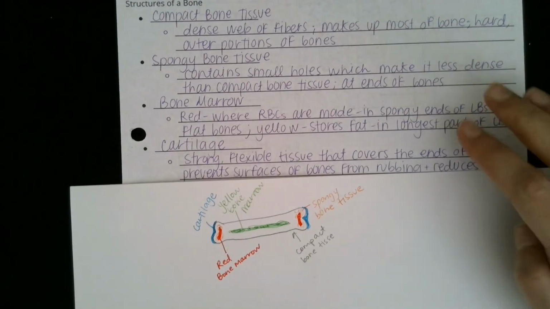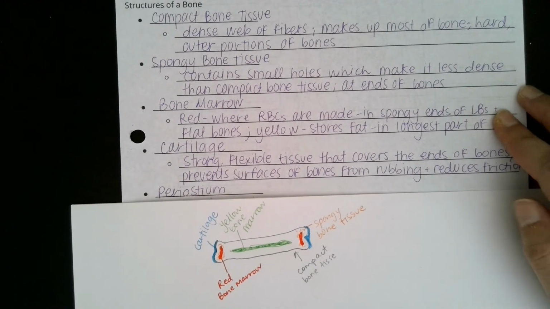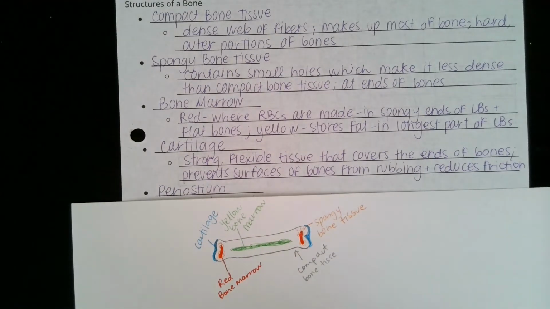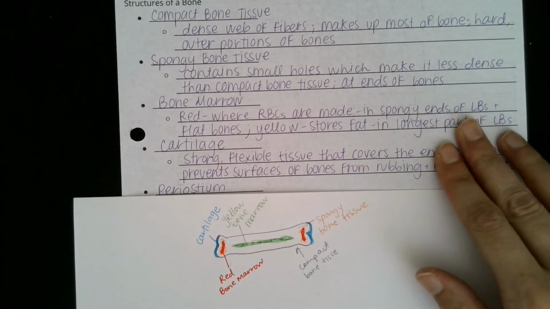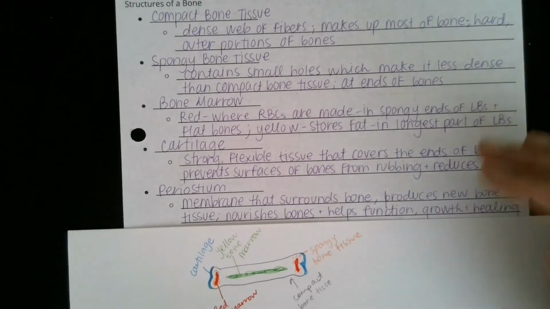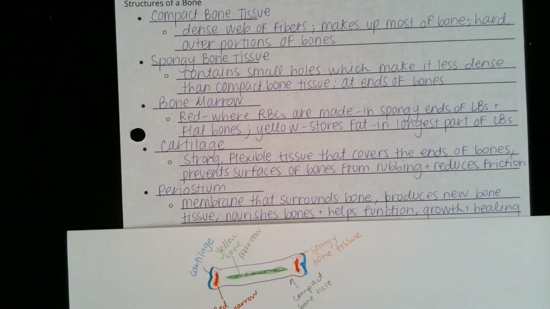Okay, and then the last part of the bone is the periosteum. Peri, if you think about perimeter, is the outside measurement. Peri means outside, and oste means bone. So periosteum is the outside part of the bone. It's a membrane that surrounds the bone and produces new bone tissue. It also nourishes the bone and helps it function, grow, and heal. So the periosteum is very important.